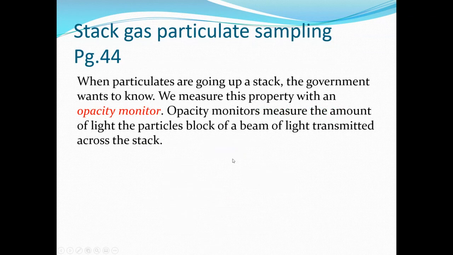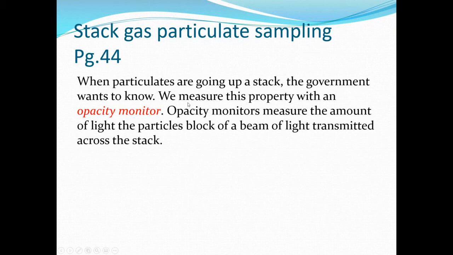Okay, stack gas particulate sampling, and this is kind of important because we do talk a little bit about combustion. We'll actually talk about combustion quite a bit when we get to combustion analyzers, so this will carry over. Stack gas and particulate sampling. Stacks, particularly ones that burn solid fuels, are going to have particulates in them. When we have particulates, the government wants to know about that, so we have to measure that, and we measure that with an opacity monitor.